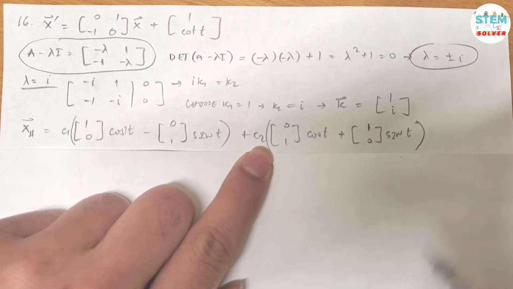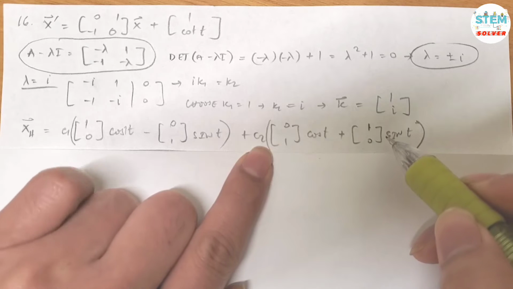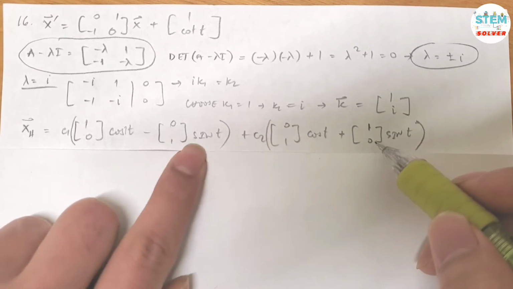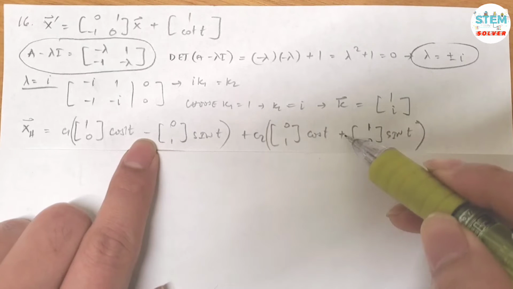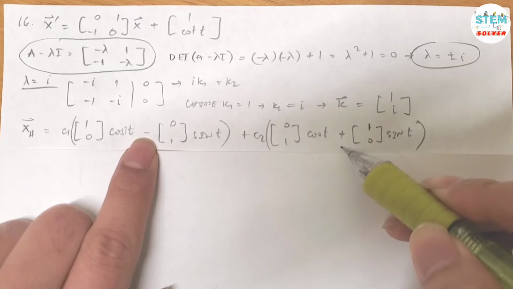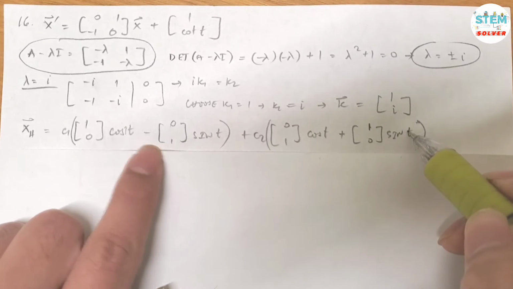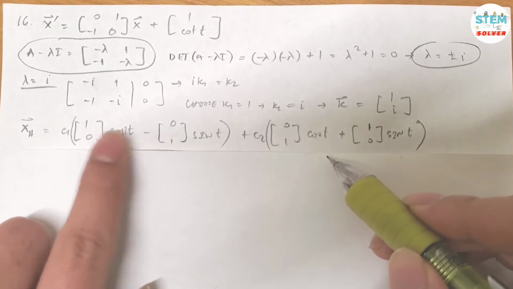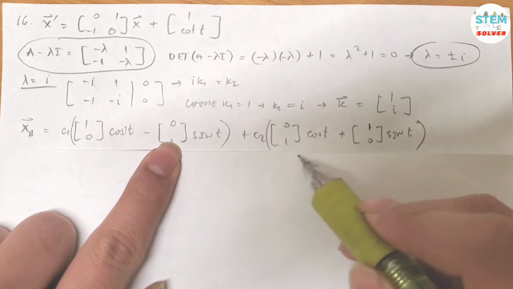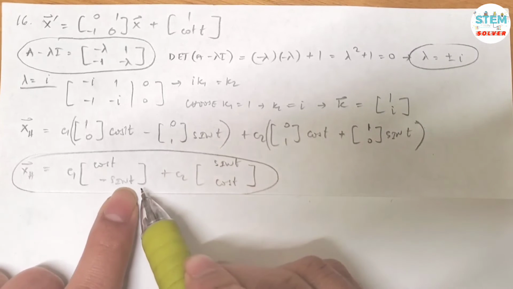Because this is a complex eigenvalue case, you can obtain the second solution easily from the first one. So duplicate the first one, but you need to change something. So for the first one you have minus sine, for the second one you need to have plus sine. Cosine stays the same, and for these two vectors switch their position. That gives you the second answer, okay? And if you work further, you can simplify it down to this one.